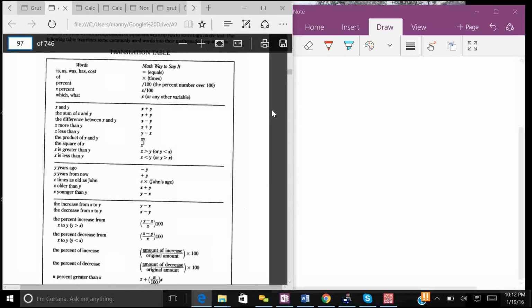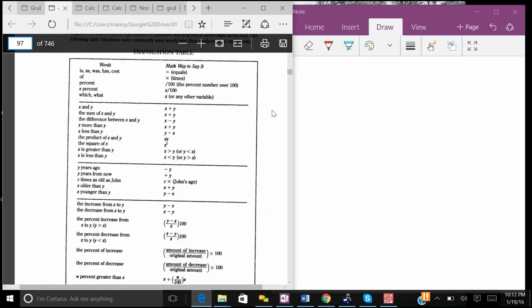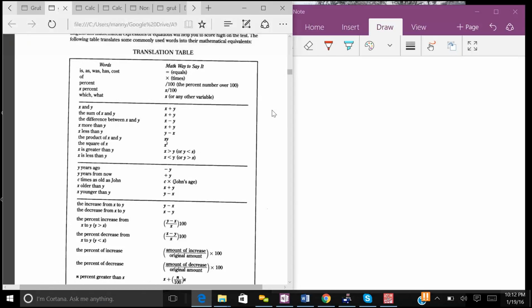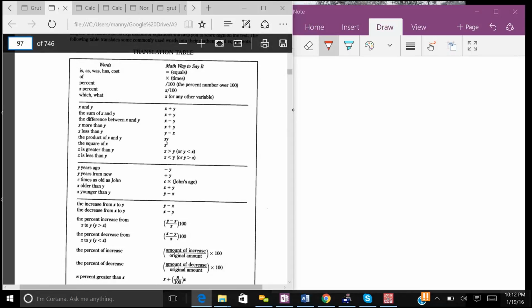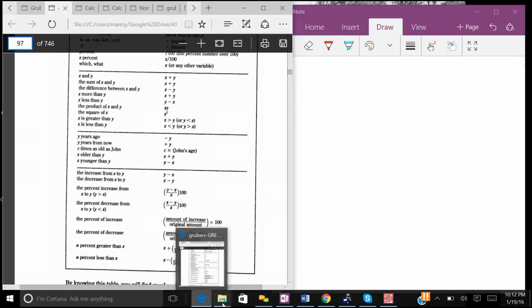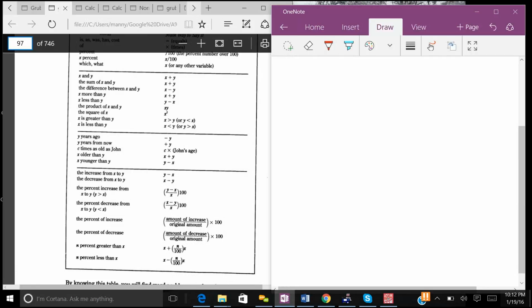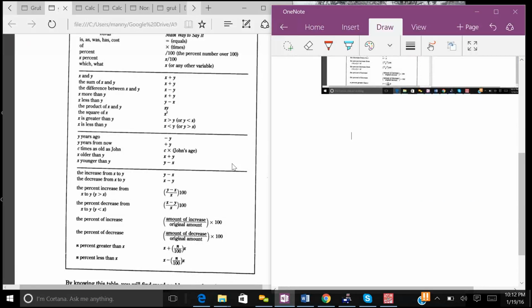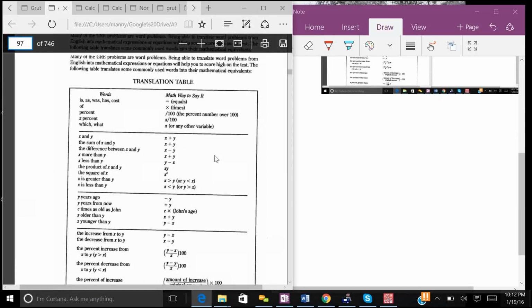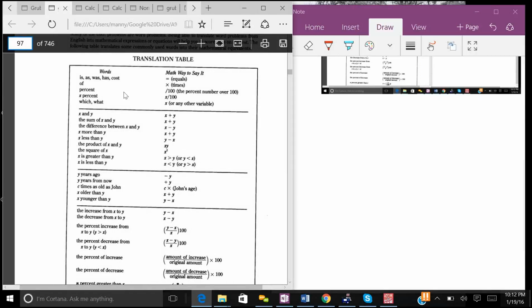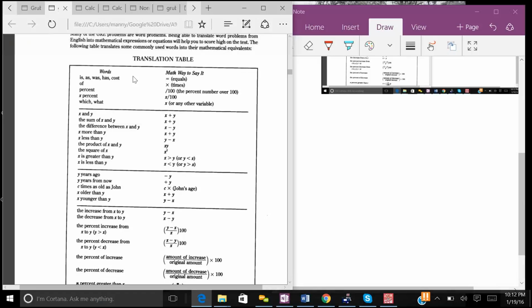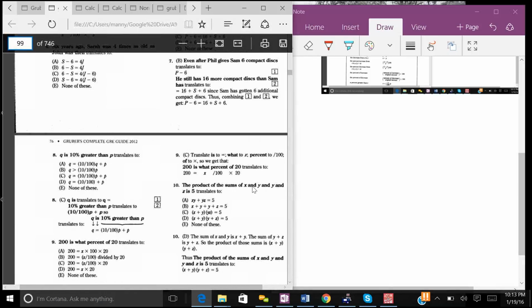How to convert word problems into, basically, words into equations. All right. So, especially the first part, I'm going to copy and paste it in your notebook so you can look it up later on. When you see as, was, has, cost, they always mean equal. Of means multiply. Percent means divide by 100. So let's look at a GRE level question for that, right?